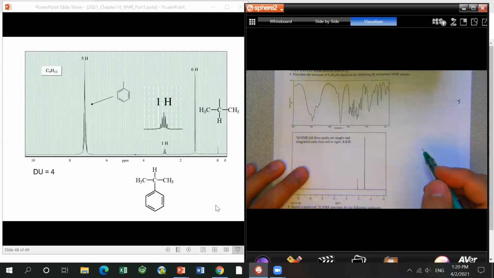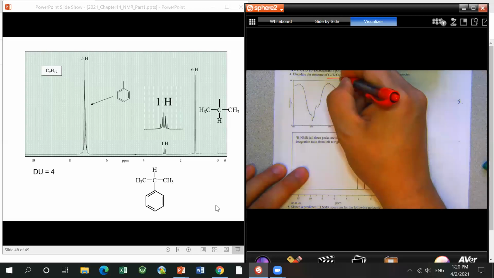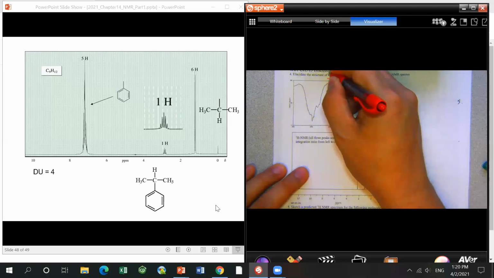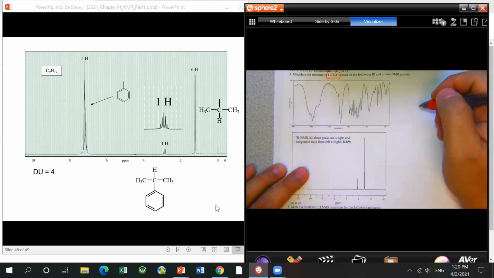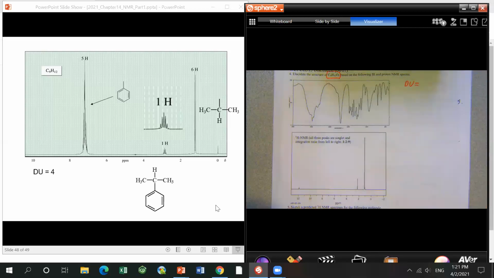We still start from the DU number calculation. The formula is C6H12O2. Can anyone tell me what the DU number is for this one? C6H12O2, what's the degree of saturation for this molecule? Please type the answer in the chat window.